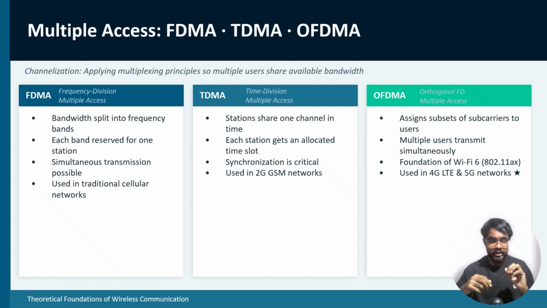Third, OFDMA, or orthogonal frequency division multiple access. Building on OFDM, OFDMA assigns different subsets of orthogonal subcarriers to individual users. This allows simultaneous low data rate transmission from several users at exactly the same time. Importantly, OFDMA is the fundamental technology in modern cellular networks and Wi-Fi 6, also known as IEEE 802.11ax, making it one of the most relevant technologies in wireless communications today.